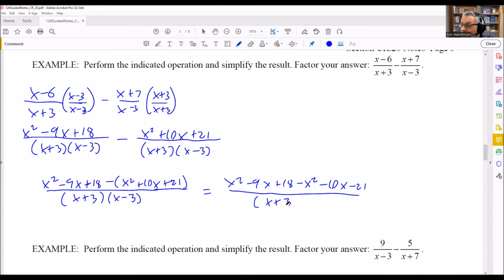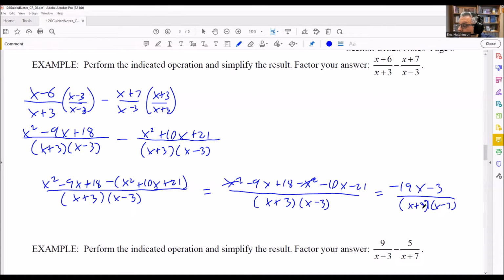The bottom is still going to be the same. Now doing that, I can combine the like terms. First of all, I notice that the x squareds are going to cancel out. So these are gone, plus and minus. I have the negative 9 and negative 10 is negative 19x. And then I have 18 minus 21, which means that's going to be minus 3. And I have all that over x plus 3, x minus 3.